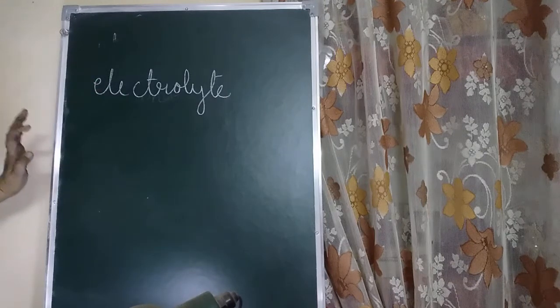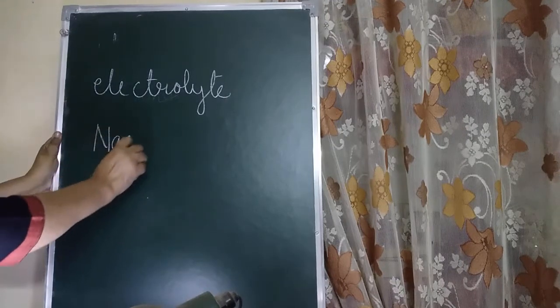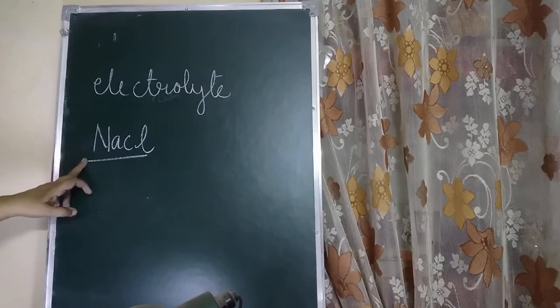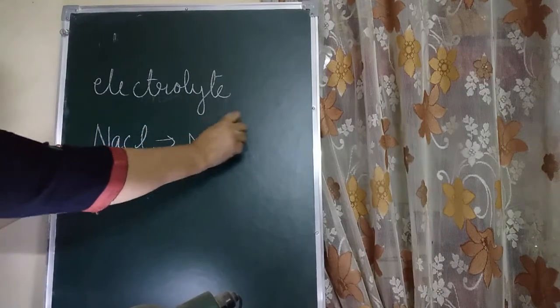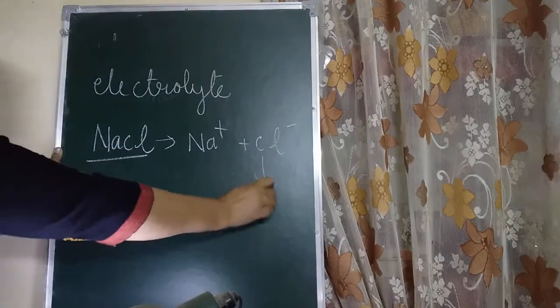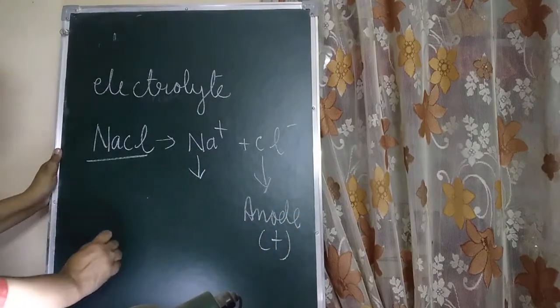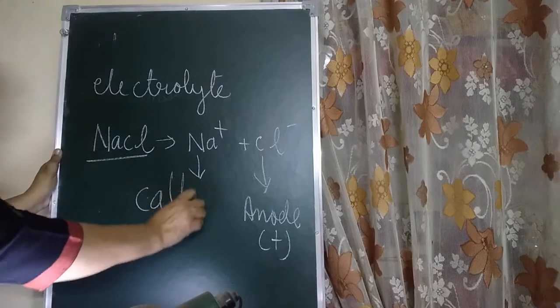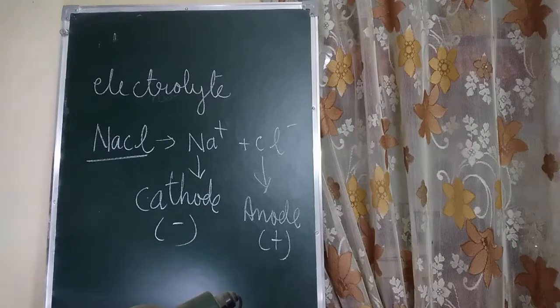Okay, children. Now, the next question is, which of the ions in sodium chloride solution goes towards the anode and which goes towards the cathode? So, it is Na plus and Cl minus. Which will go towards the anode? The chloride ions will go towards the anode. Anode is positively charged, and the sodium ions will go towards the cathode. It is negatively charged. Fine, children.